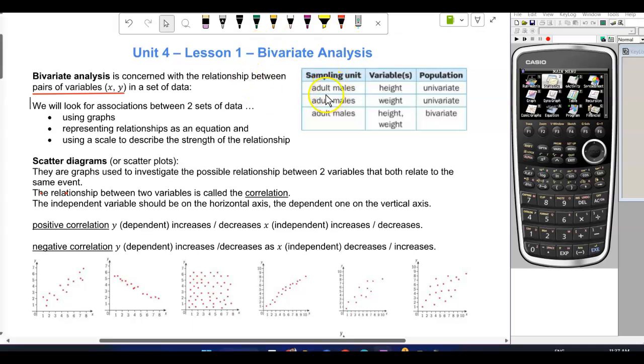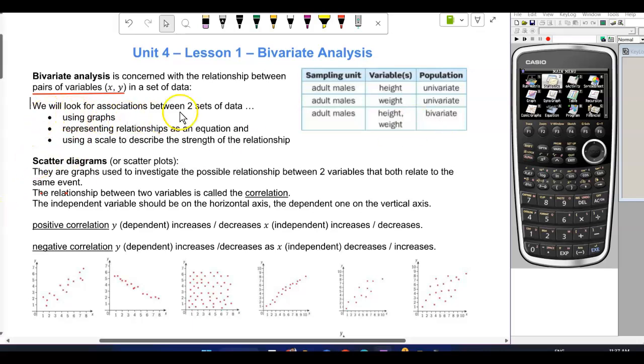So sampling unit, adult males, height, univariate. So the variable is height. Adult males, if you look at weight, univariate. What do you mean univariate? Uni means one. One variable is called univariate. And if there are two variables together, then it's called bivariate.